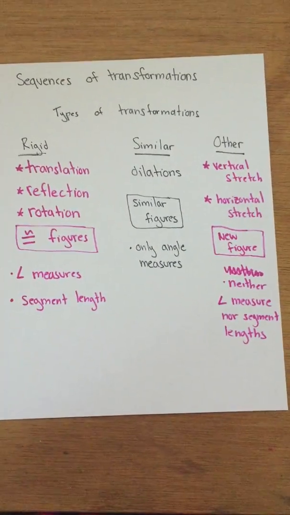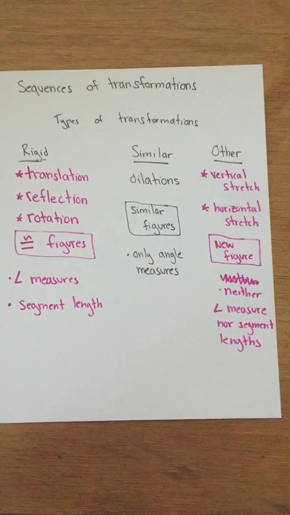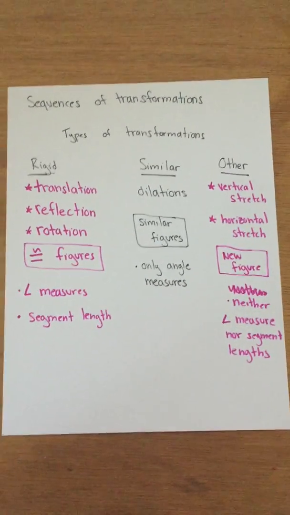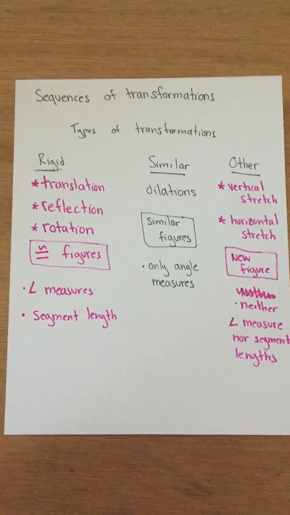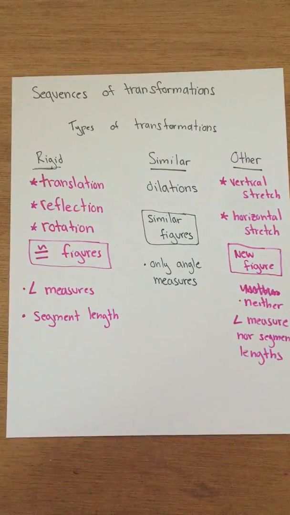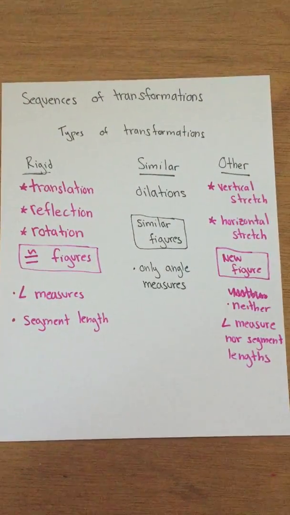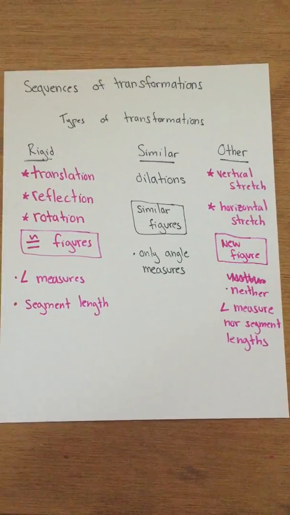But there are three other types of transformations that are talked about in this particular practice. Dilations, which came up in middle school and earlier this year, and vertical stretches and horizontal stretches. Both of those are from Algebra 1, and you can probably picture with your mind what a vertical stretch is and what a horizontal stretch is.